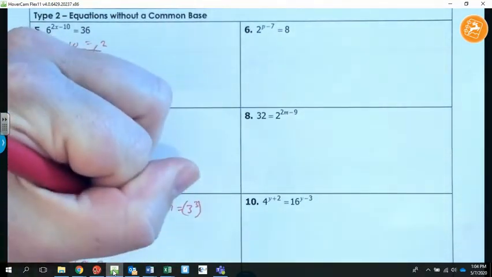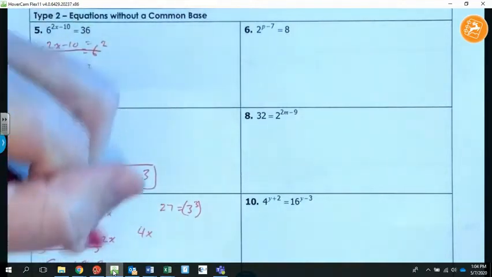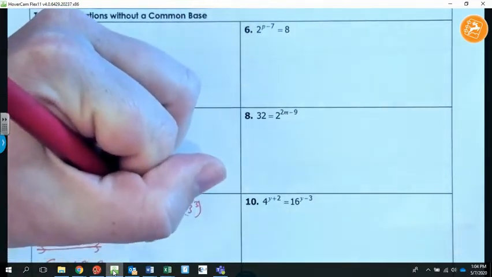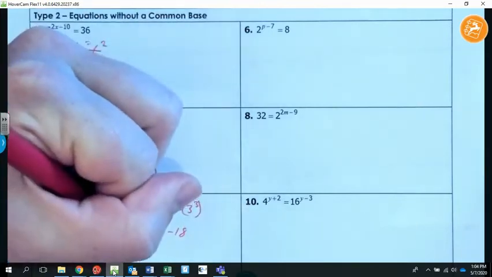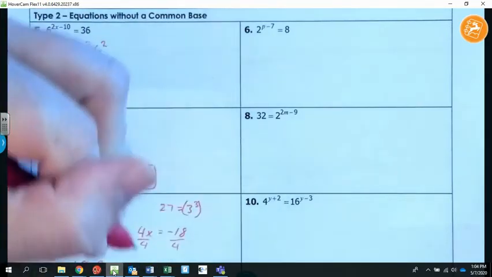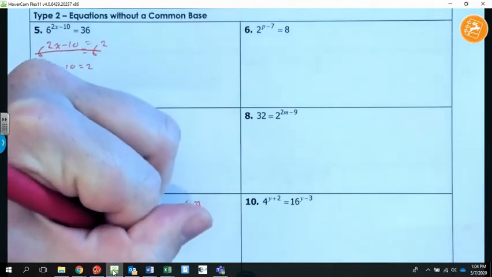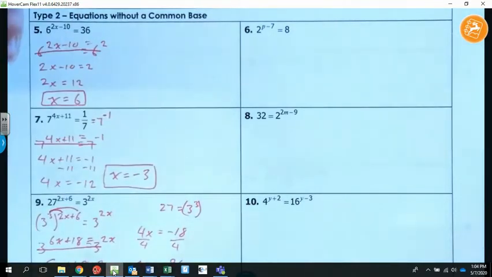That's going to give me 4x on the left side is equal to negative 18. I divide by 4. And I get x is equal to negative 9 over 2.